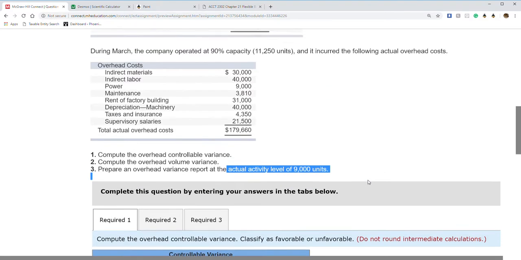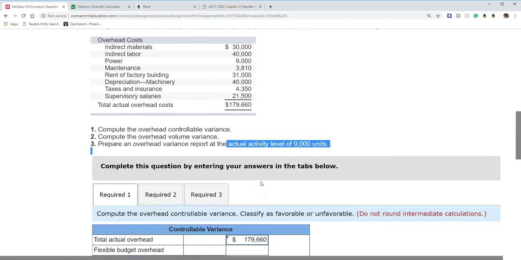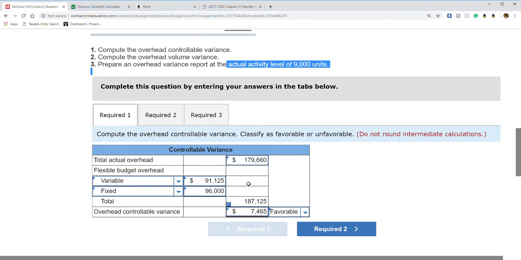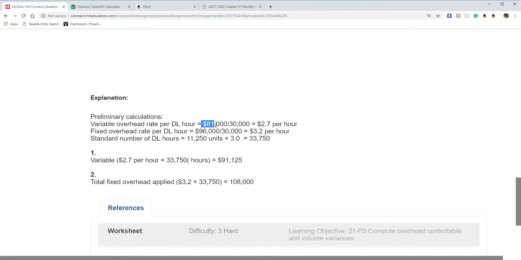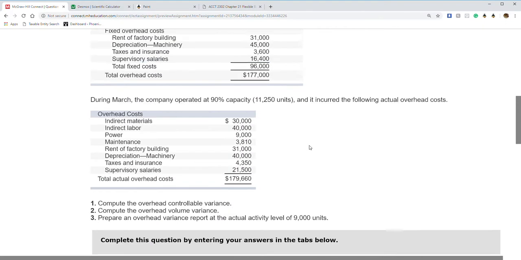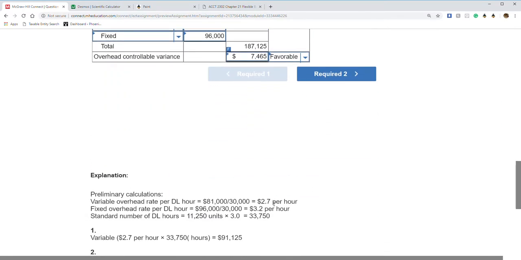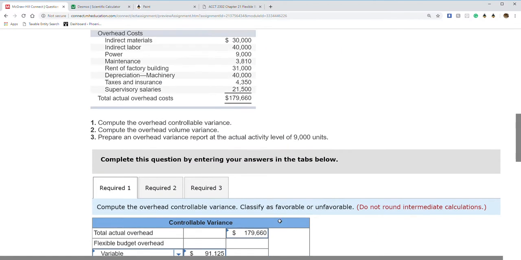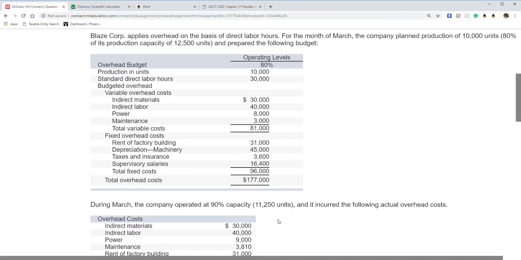And it's going to be our total actual overhead. So total actual overhead right there, 179,660. And again, we have to do this variable overhead. So to figure out variable overhead, first we're going to take wherever our variable overhead is, which is up here, the cost. So 81,000 divided by the standard direct labor hours gets us to 2.7. So then we take 2.7 times 33,750, which again is not a number that they like to give us.